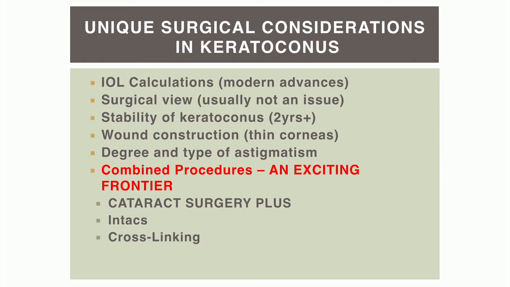Many keratoconus patients are very, very nearsighted. And after cataract surgery, what we're trying to do is, when we put a lens inside the eye, to reduce the need for a very high prescription after cataract surgery. And there have been several modern advances which allow us to still, even in keratoconus patients, calculate this with great accuracy. The surgical view: sometimes advanced keratoconus patients have a scar in the center of their cornea.